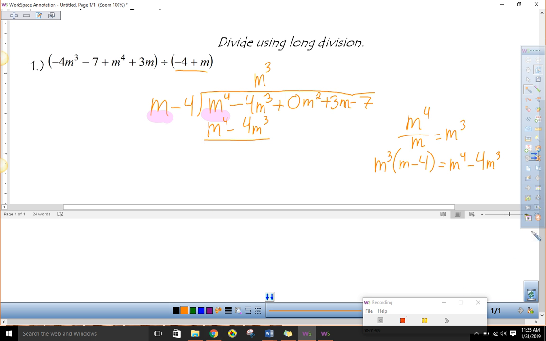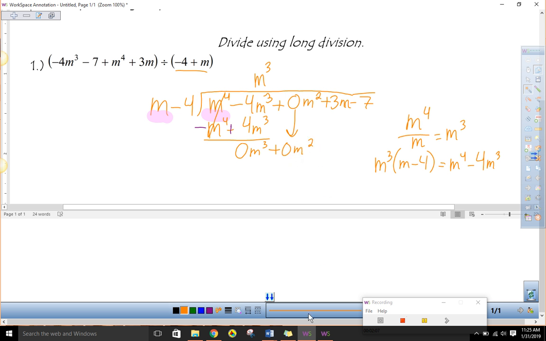Subtract. So we got to change our sign. So Miss Hannah's going to change her color. Subtract, add. Okay. What happens? That guy cancels out. This guy becomes 0. Okay. Now what? Bring it down and start all over, right?